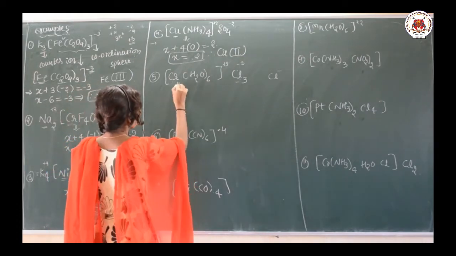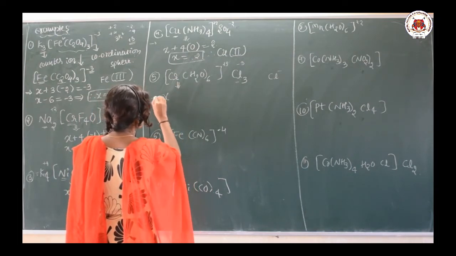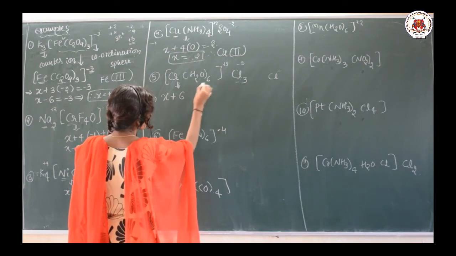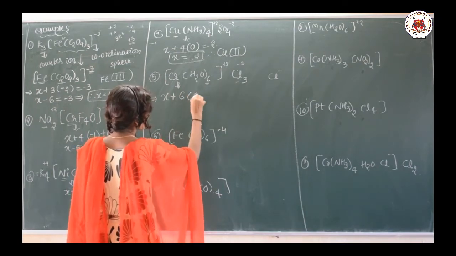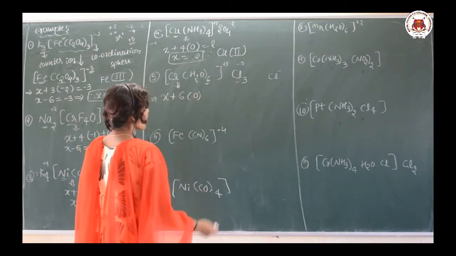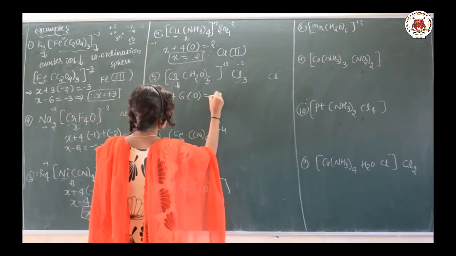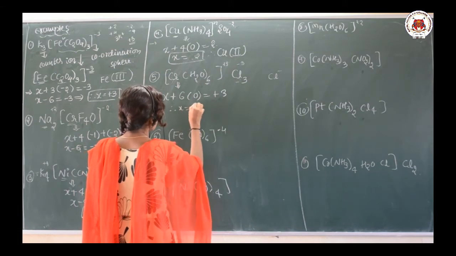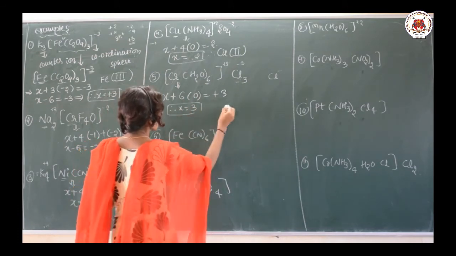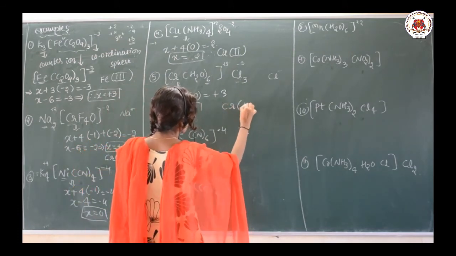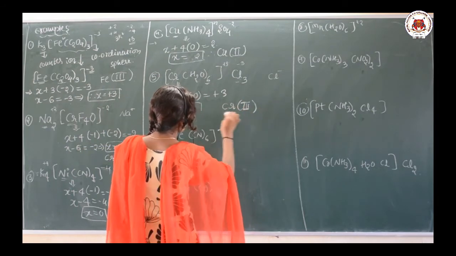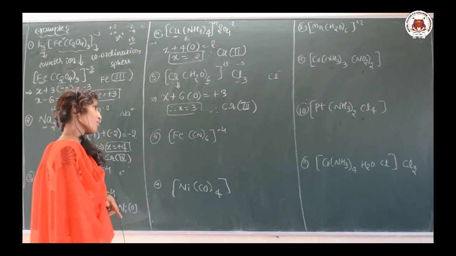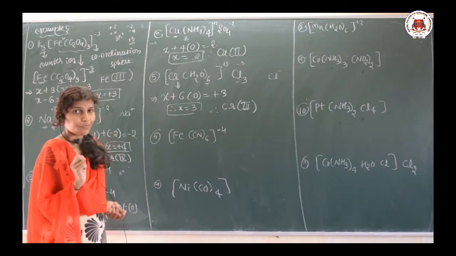Next. So I will take it as X, chromium I need to find out, plus 6 H2O. H2O charge is also 0, a neutral ligand, which is equivalent to +3. Therefore X is equal to 3. It means chromium is present in the +3 oxidation state. That is, the oxidation number of the central metal atom Cr is 3.